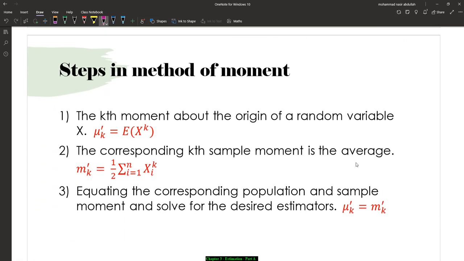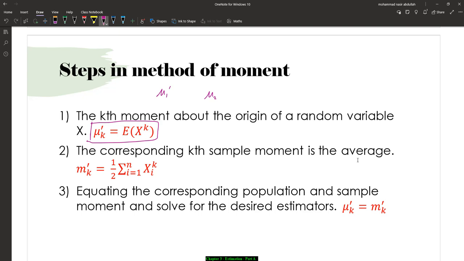So now let's look at the steps in the method of moments. Very simple steps we have. The first step is we need to find the kth moment about the origin from this random variable, which is equal to mu k prime, right? Usually if you have only a single parameter, it only stops at mu 1 prime. If you have, let's say, 2 parameters, you're going to stop at the second moment about the mean, right?